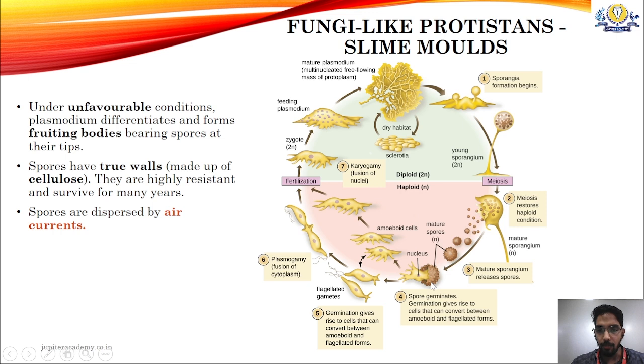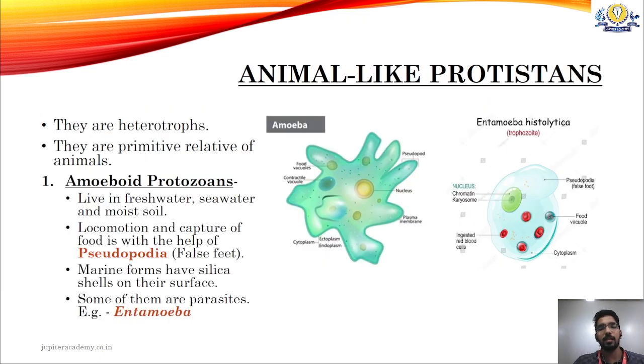Mature spores are haploid. These spores germinate to form two types of cells: one is amoeboid cells and the other is flagellated gametes. The flagellated gametes fuse to form a zygote, whereas the amoeboid cells also fuse to form a zygote. Germination is seen.